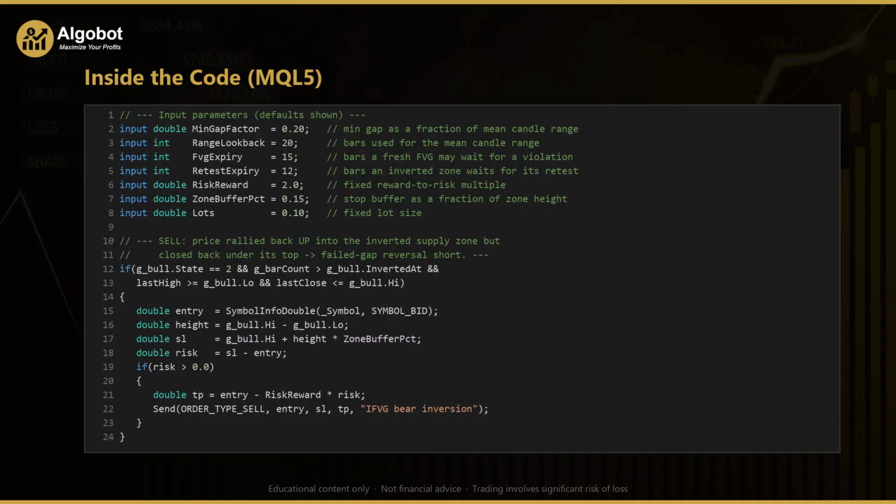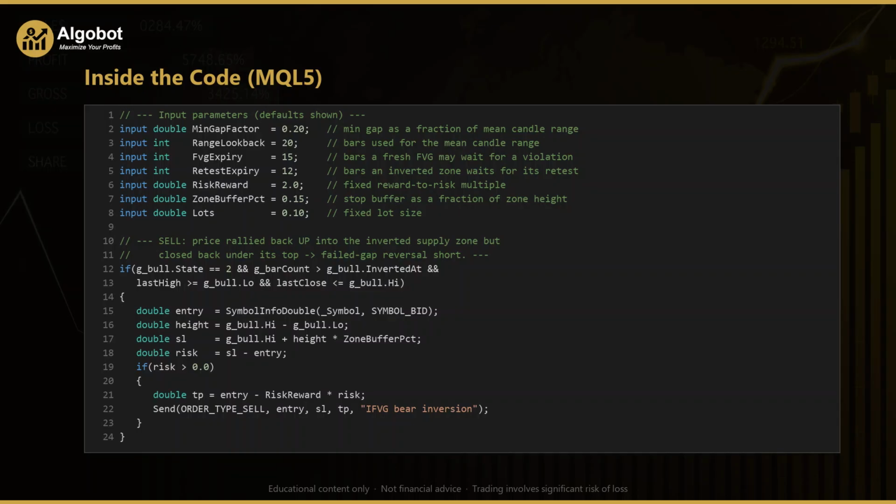At the top, we have the input parameters. MinGapFactor, set to 0.2, controls how large a gap must be relative to the average candle range, so raising it demands bigger, more significant gaps and produces fewer signals. Range loopback, 20 bars, sets how many candles feed that volatility average.